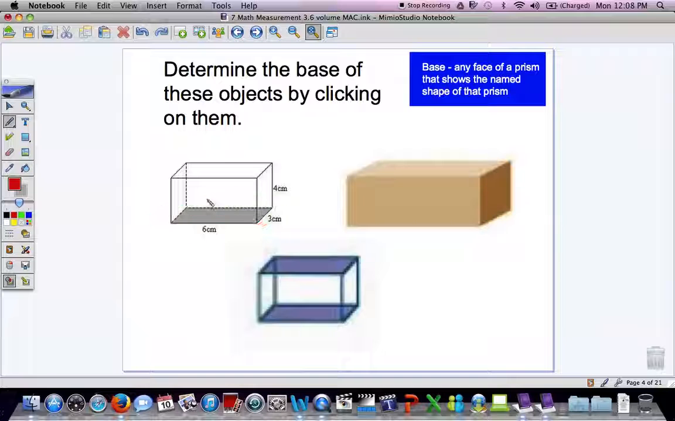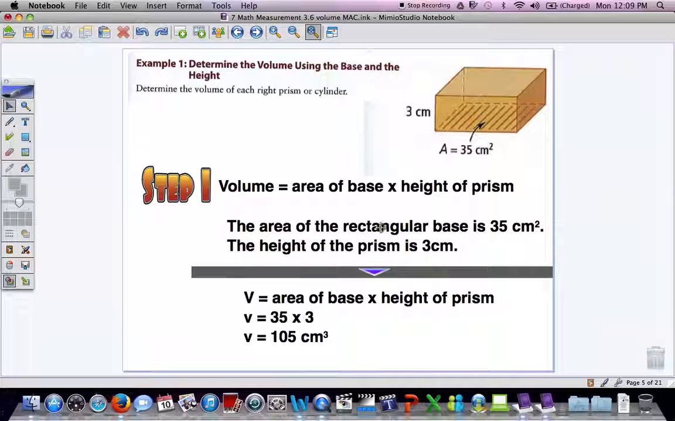Now in this case, there are two rectangles. There's one that's 3 by 6, and there's another one that's 3 by 4. Let's just pretend for a second that this is a square. The rectangle then would be the bottom here or the top here, not the ends. So the base in this case would be the named shape. So there you go, rectangle, rectangle, rectangle.